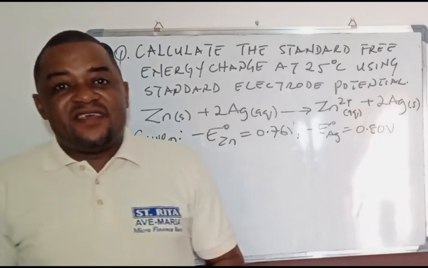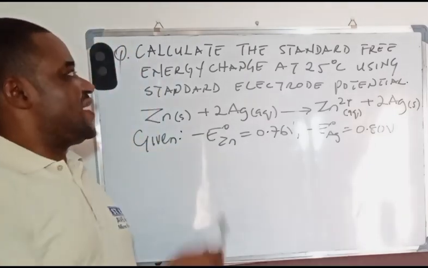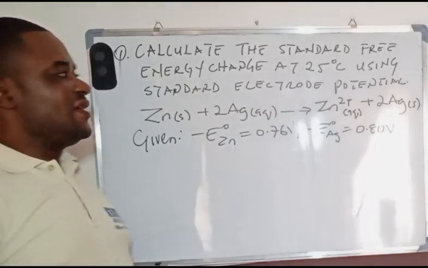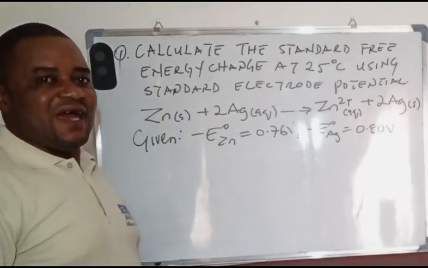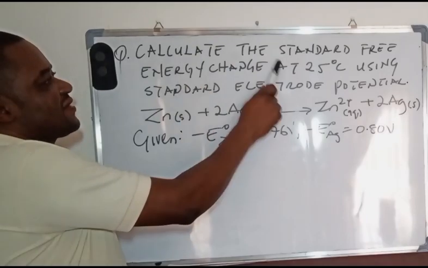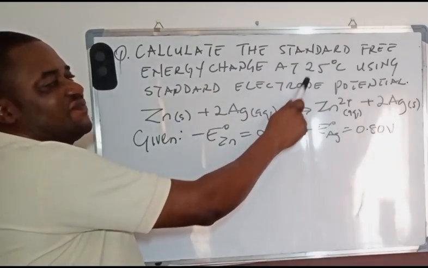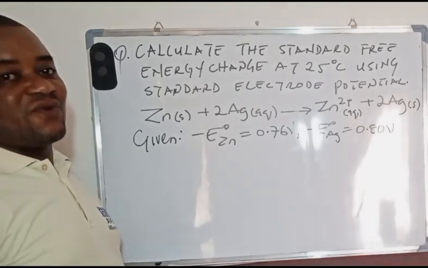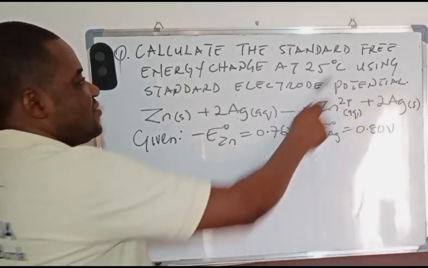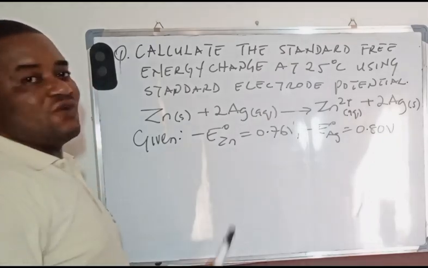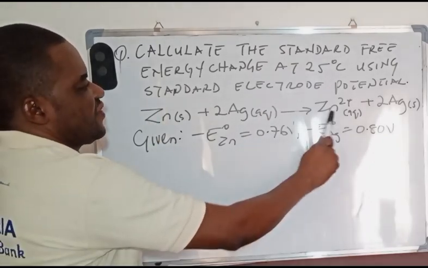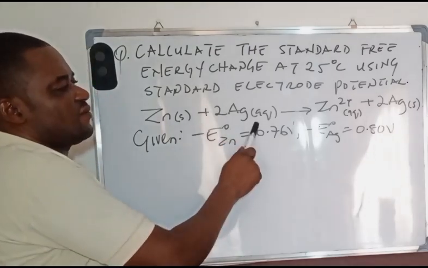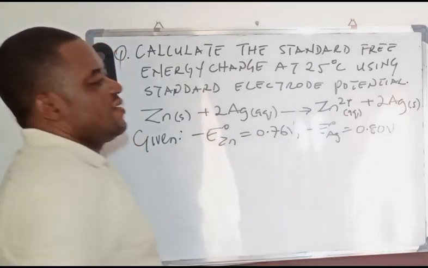But our problem here today is how to calculate the standard free energy change from the standard electrode potential. A question is given to us, and it says, calculate the standard free energy change at 25 degrees Celsius, which of course shows that the solids and liquids used in the process are all at standard state, using standard electrode potential. And you are given an equation here. This is zinc reacting with silver in solid form and aqueous form. I'll give you zinc, aqueous, and silver in the solid form.